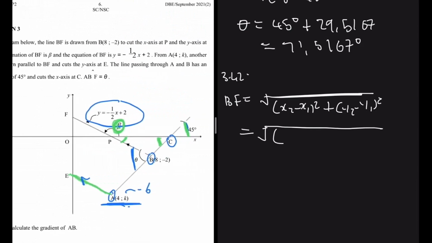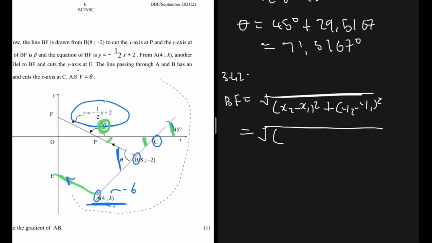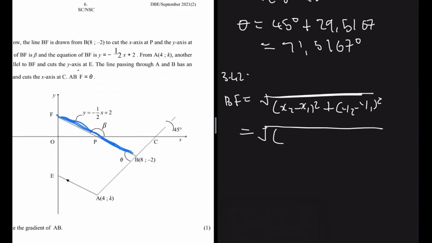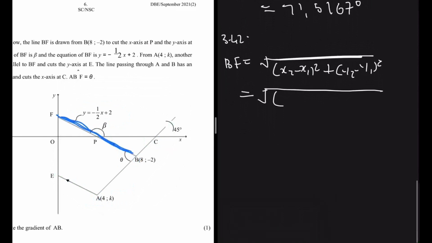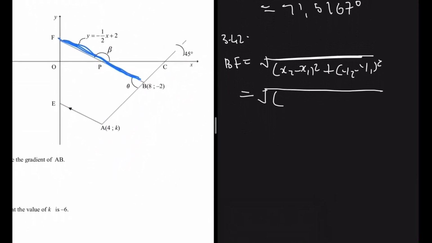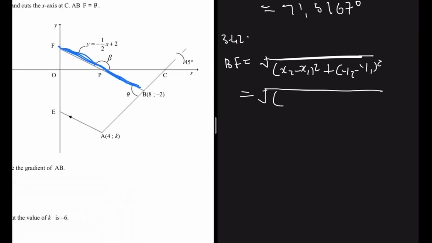So we want the length of BF. Let me just erase some stuff here. You'll realize that we don't have the coordinates of F. So let's find the coordinates of F first so that we can find the length of BF. We know the x coordinate of F because it's a y-intercept. We can substitute 0 into the equation and find the y coordinate, right?